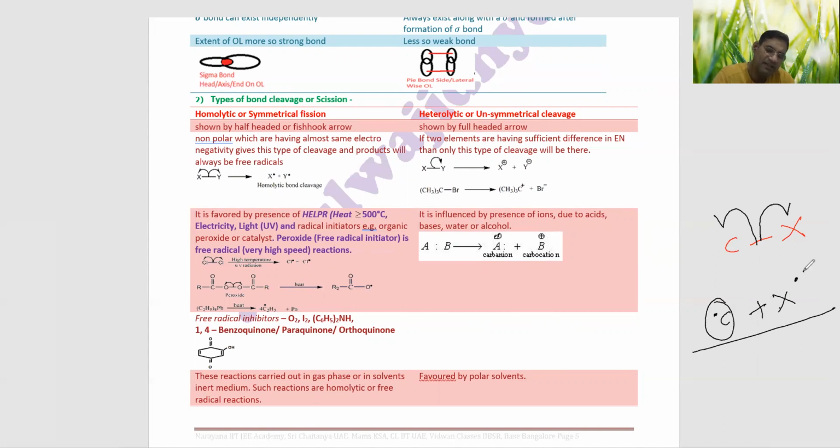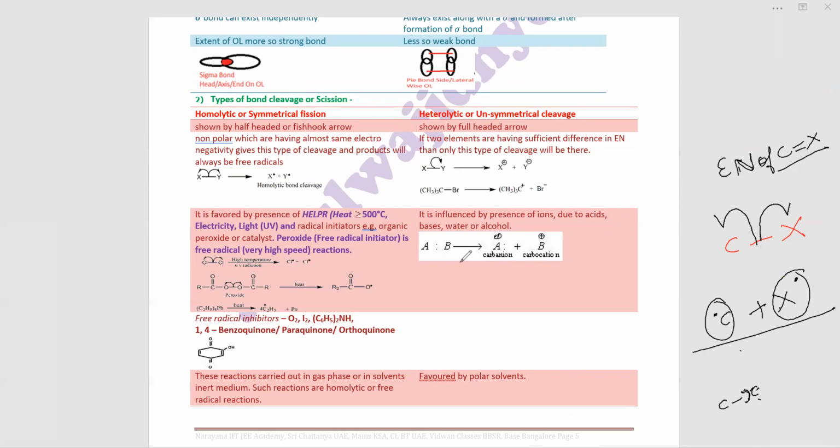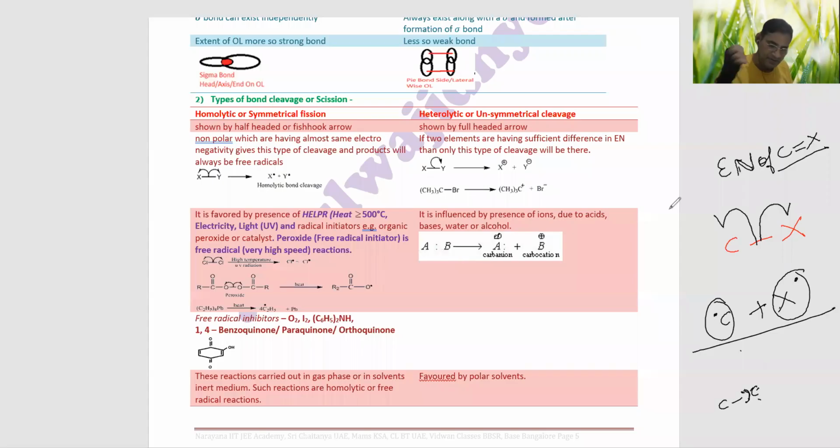This is carbon free radical and this is halogen free radical. Now see, in the second case, the electronegativity of C is equal to X. If the electronegativity of both elements is the same, then this bond will break and one electron will be equally distributed to both these atoms.